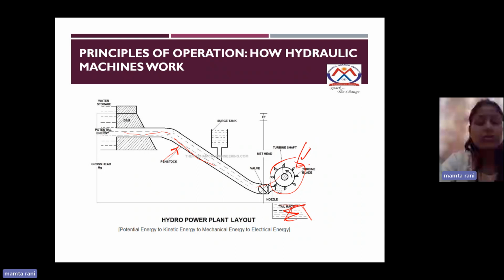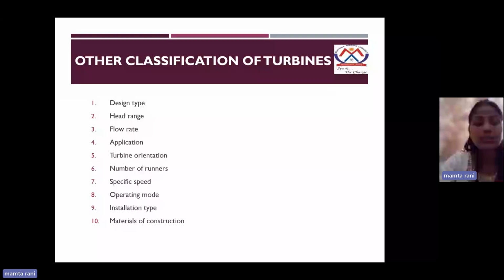Then we have head range. Hydraulic turbines can be classified based on the range of head, which is the vertical distance between the turbine and the water source. They are designed to operate under a specific range of head. For example, low head turbines are designed for heads of less than 20 meters, while high head turbines are designed for heads of more than 200 meters.